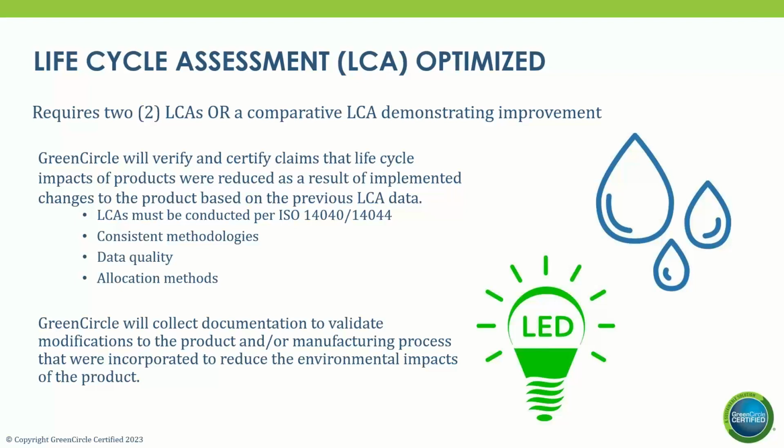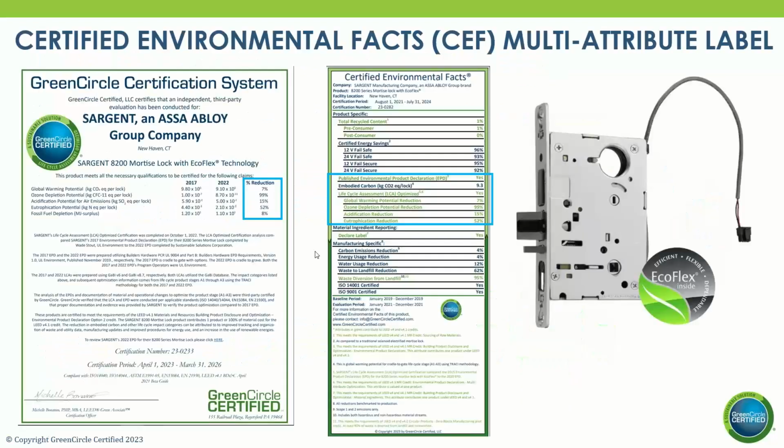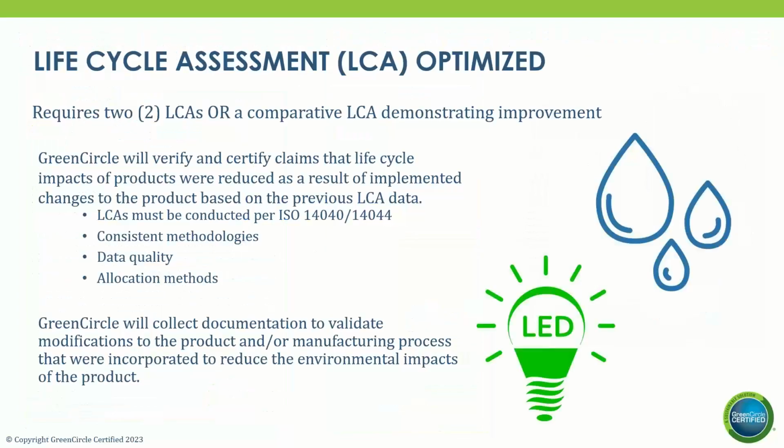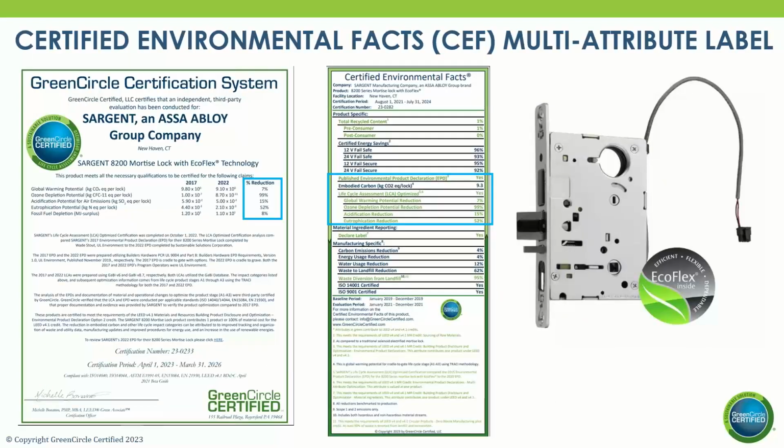GreenCircle also collects documentation related to the modifications to verify that intentional steps were taken to reduce the environmental impacts of the product's life cycle. For building products, LCA Optimized can contribute to the LEED v4.1 credits. And for consumer products, this achievement is also a pathway to Amazon's Climate Pledge Friendly program. LCA Optimized certification can also be utilized to communicate externally without disclosing the proprietary information within an LCA report.